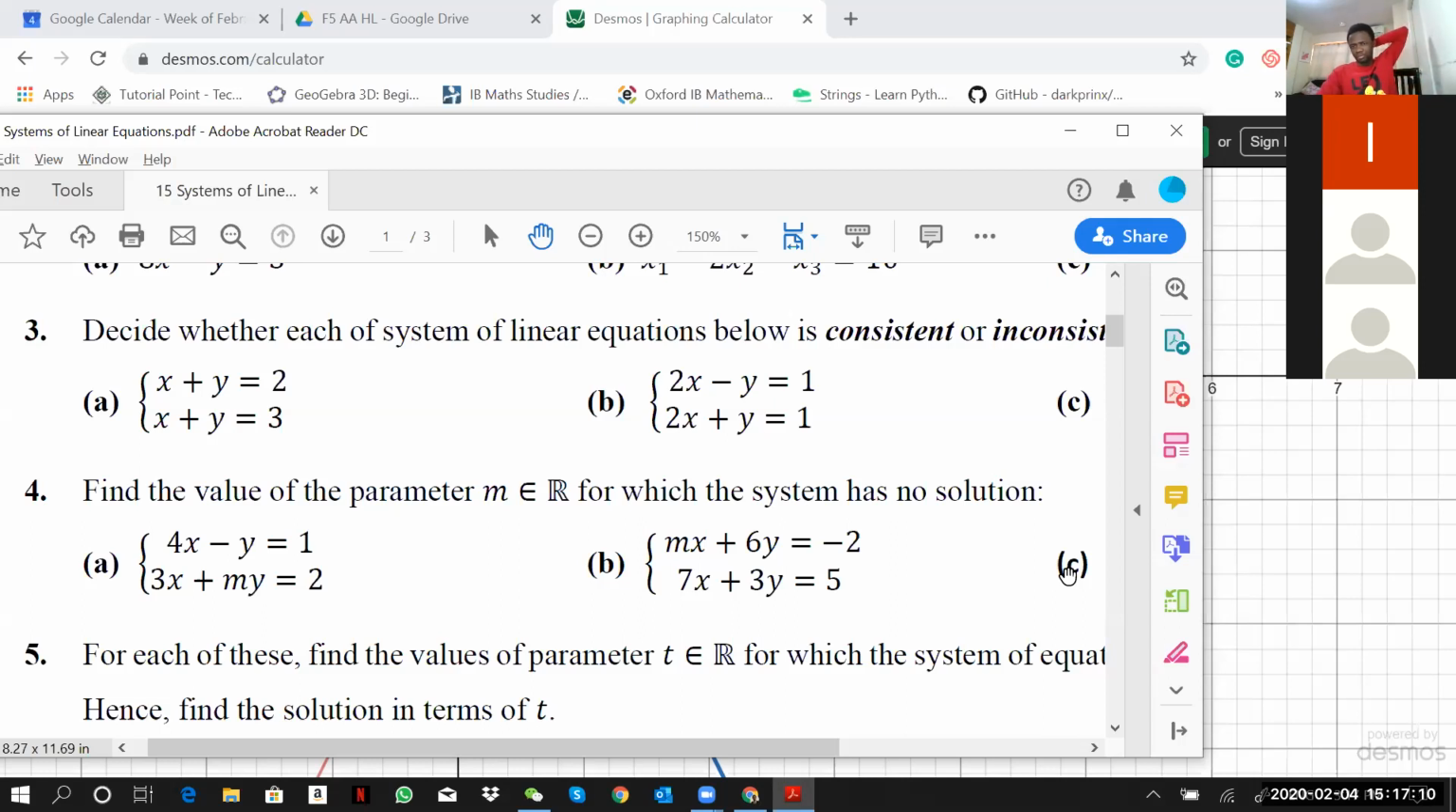Okay, so let's start with Krista. Krista, are you there? Yes. All right, so put me through what you meant by substitute. Make Y the subject. So if I do that, I'm going to be getting Y equals 4x minus 1. Is that what you mean? Yeah. And so you are substituting into the second one, which is 3x plus my, right? Yeah. Equals 2. Okay, so if we put that, what do we have, people? We have 3x plus m.